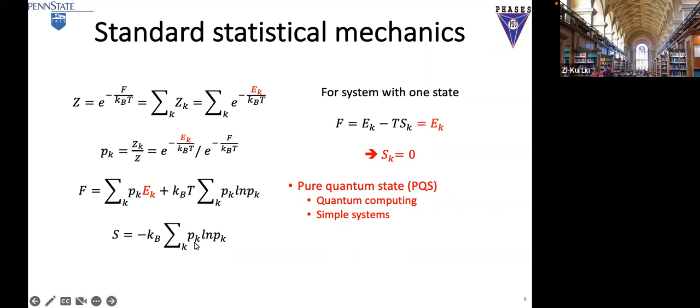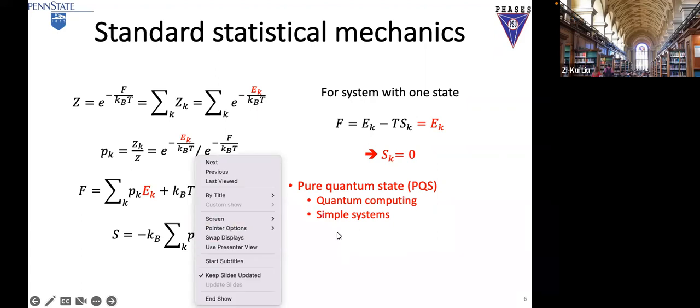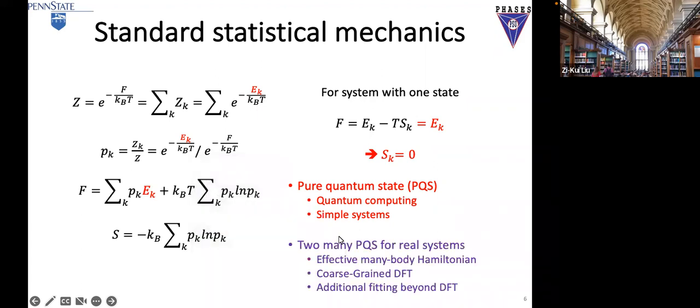Now for the real system, it's not a pure quantum state. So you have too many quantum states for real systems. That's why we use an effective many-body Hamiltonian, going to DFT. And when you do that, we have to do additional fitting. You have a model, you fit it. Then as soon as you start to fit it, you lose a lot of predictive power of that tool.